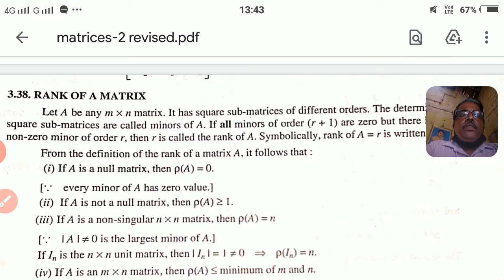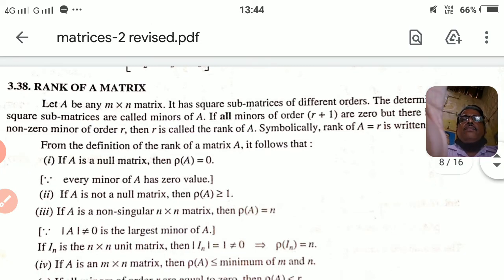So today I am going to start the rank of a matrix. Okay. So in the last classes we have solved the problems on finding the inverse of the matrices using elementary transformations. Now today we see what is a rank of a matrix and how to find the rank of a matrix by inspection method and also by using elementary row operations. Okay, so let us start.